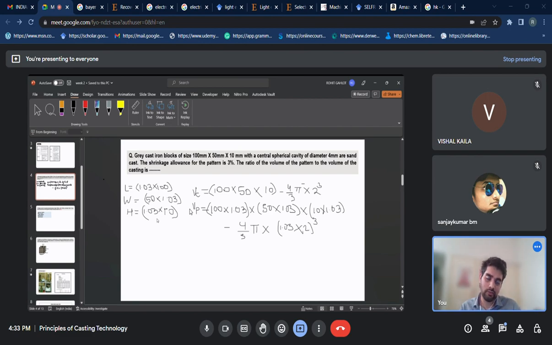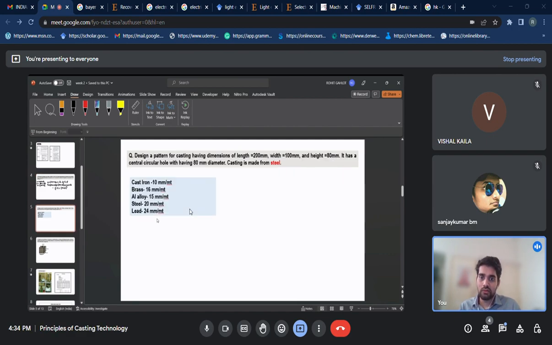So should we move to another problem, or do you still need some more time? Yeah, you can proceed with the next problem. Okay. If you solve this, the ratio will come around 1.08 something, so by approximating, it will come around 1.09. So this is the second question. It is also a simpler one.